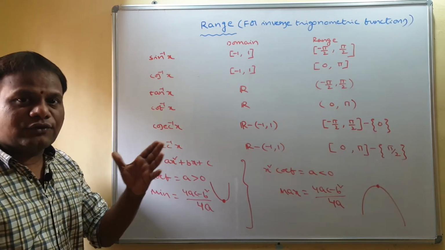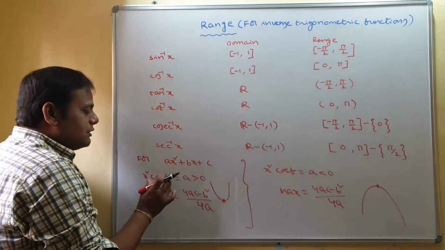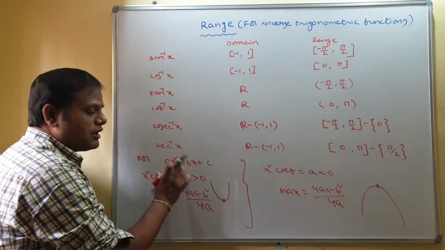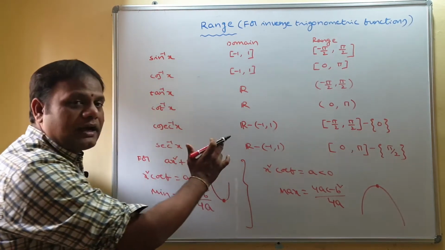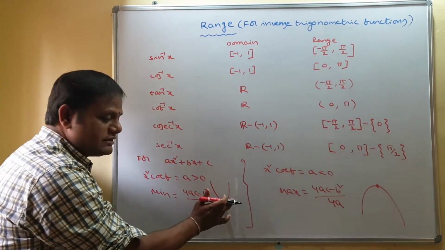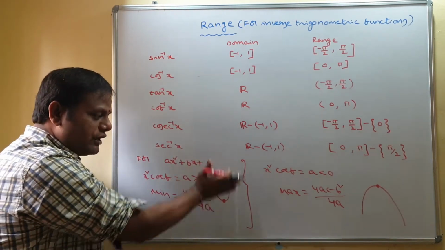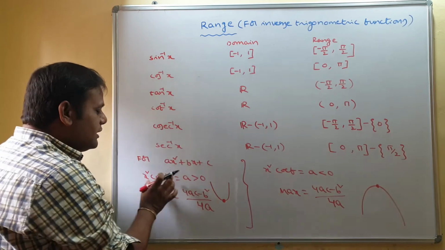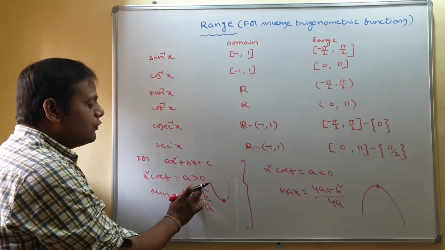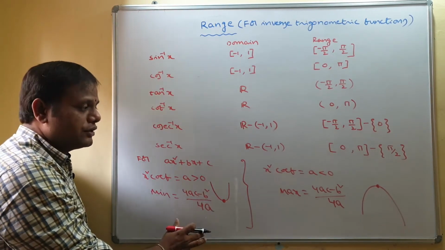find range of quadratic. So if x square coefficient is positive, the quadratic is open upward parabola, so minimum exists. Maximum approaching to infinity, is it? It is going up, is it? So here that minimum value is what? 4ac minus b square by 4a.